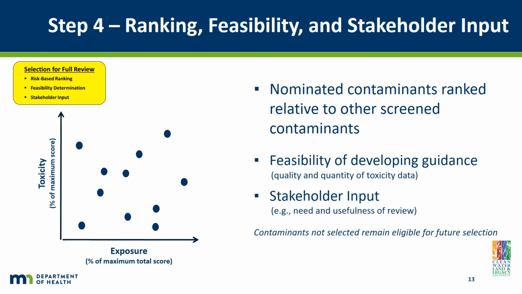Stakeholder input is the final step in developing the review work plan. The preliminary work plan is shared with stakeholders, and stakeholders are encouraged to provide input on the need and the usefulness of guidance development for the identified contaminants, as well as to ask questions and to make suggestions for improvements to the process.